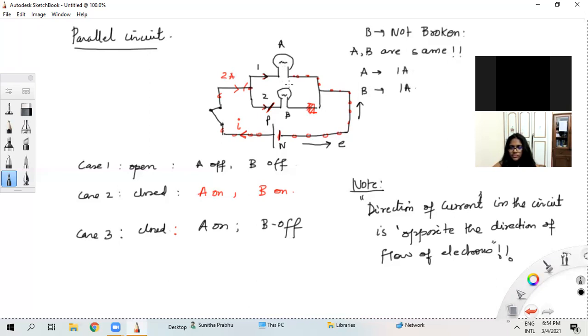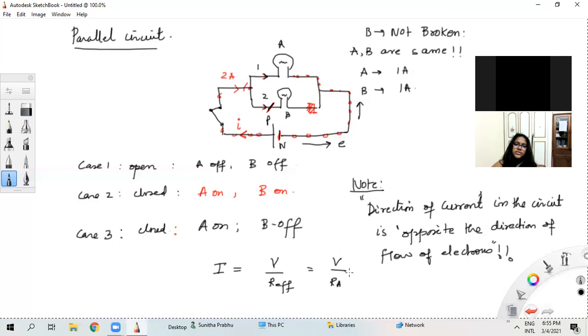But if this path B is broken, then this resistance will not come into account, because this path is not there. If you are going to calculate current, what you will say is I is equal to V divided by R effective. But in the broken case, this resistance is not coming into picture at all. It's as if that resistance is not figuring in the circuit itself. That means current will be simply V divided by resistance A. So if B is broken, then we only have to take the resistance of A into consideration.